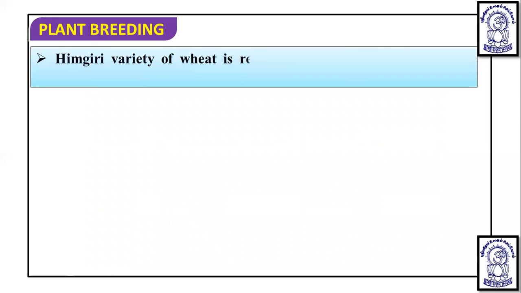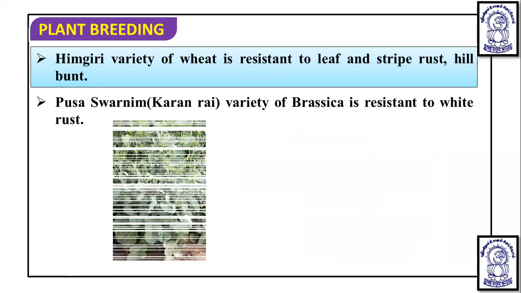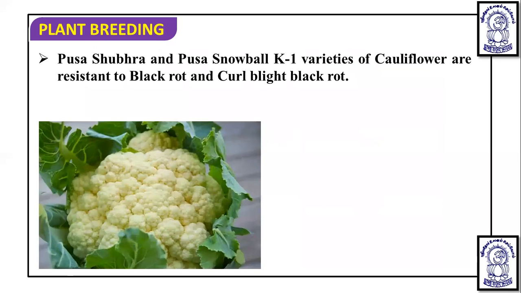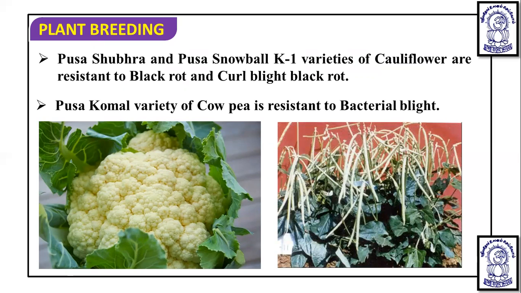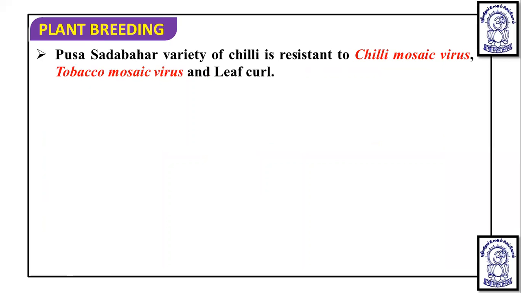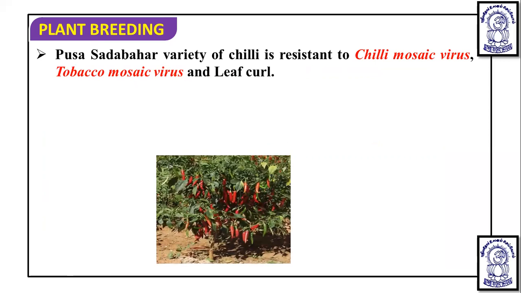Okay, so the Himgiri variety of wheat which we have studied is resistant to leaf and stripe rust and hill bunt. Then Pusa Swarnim or Karan Rai we have said is against white rust. Then Pusa Shubhra and Pusa Snowball K-1 varieties are against black rot and curl black rot. And Pusa Komal variety of cowpea is against bacterial blight. And Pusa Sadabahar is the last, a chili that is against chili mosaic virus, tobacco mosaic virus, and leaf curl. Okay, so these are the varieties which are developed by conventional breeding.